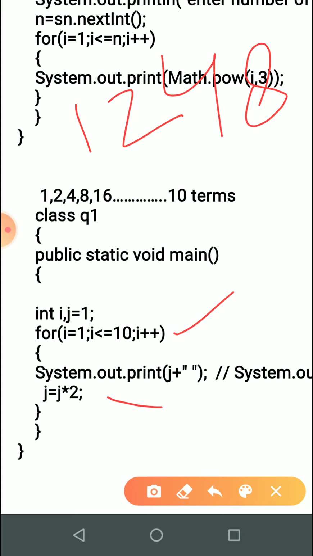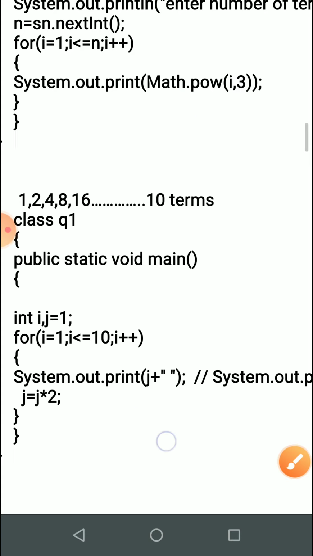Or I have written this also: System.out.println Math.pow 2 to the power I minus 1. So I is taken starting as 1. The first time it is 2 to the power 1 minus 1, which is 0, and 2 to the power 0 is 1. The next time when I is 2, it is 2 to the power 1, which is 2. When I is 3, it will take 2 to the power 3 minus 1, 2 to the power 2 is 4. So this way it will generate the same series.